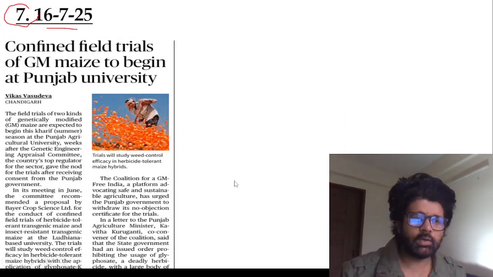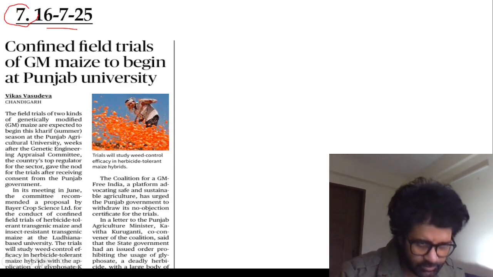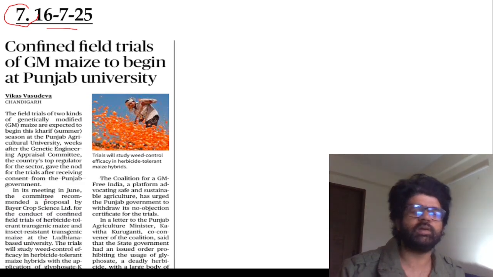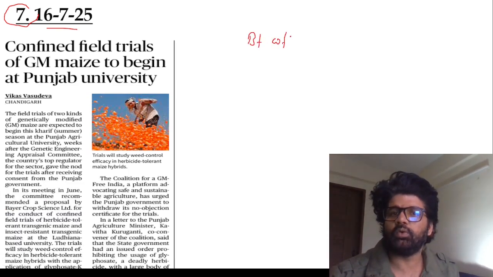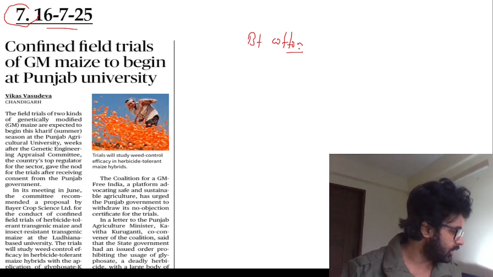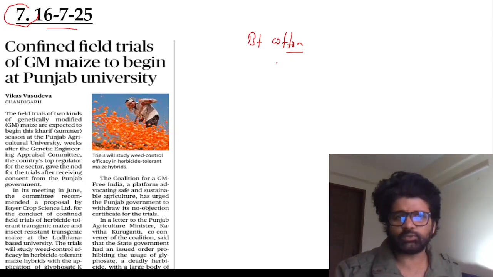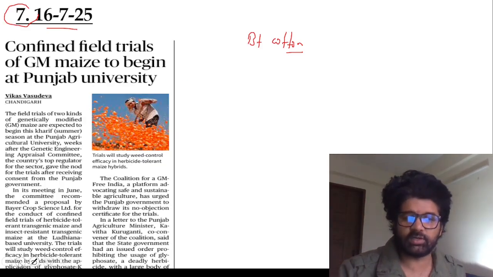See, only one particular GM crop is commercially cultivated in India. That is BT cotton. Remember, the rest are in trial stage, and are not commercially cultivated. Only BT cotton, because people fear there are health repercussions of genetically modified crops. So we are very fearful about it, and that's why field trials of GM maize have begun. Field trials, not commercial cultivation.